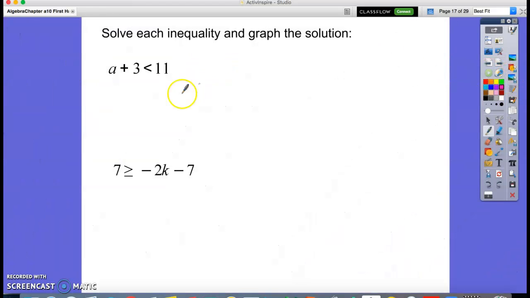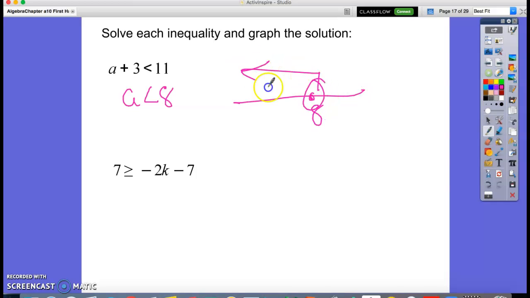Now, how do I solve it? Again, subtract 3. So a is less than 8. This is 8, a less than 8, an open circle going in the negative direction.